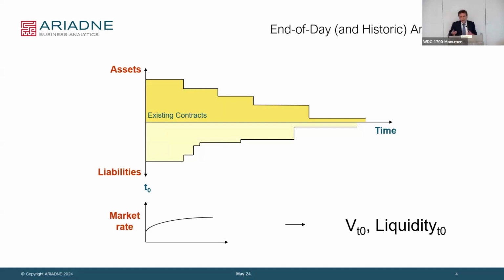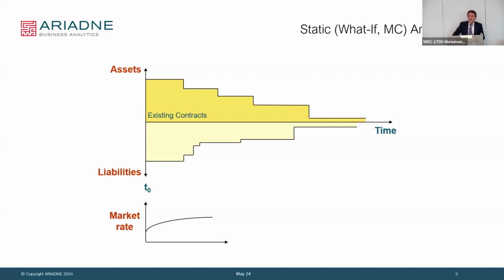So you look at the portfolio, you look at it at the end of the day, and you don't care about the future. So that's the end of day. And if you historize it every day, you get historic. That is basically just the historizing nicely over time. Okay, so then static what if.